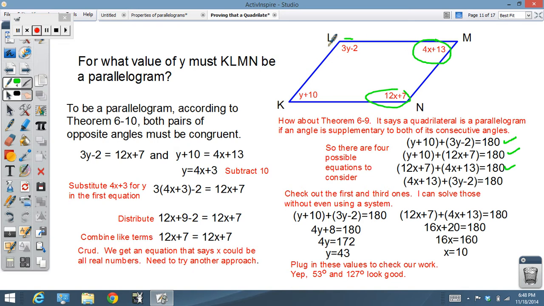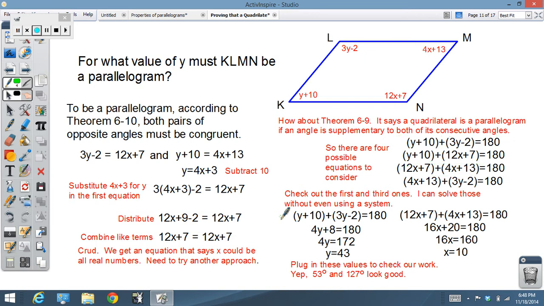All right, of all these sets, there's my fourth one, 4x plus 13 and 3y plus 2. So there are four possible equations that all have to be true, considering theorem 6.9, that to be a parallelogram, any one angle must add up to 180 with both of its neighbors, right? So here are our four possible equations. Now I got really happy here because I noticed that this equation right there and this one right there, we can solve those without even using a system of equations, right?